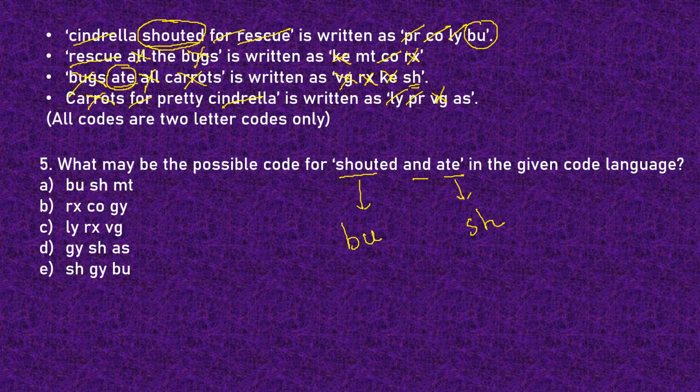Now let us see, where do we find these two codes here? BU and SH. I can see BU present here and SH present here. Now there are two possibilities here. This is also the same as this, but the only difference is that here we have GY and here we have MT. So out of these two, which is present here? I can see MT present here. So since "and" is not present in the statements given to us, we cannot go with MT. That means option E is our correct answer, that is SH GY BU. That will be the code for shouted and ate. So these types of questions you can expect in various competitive exams.